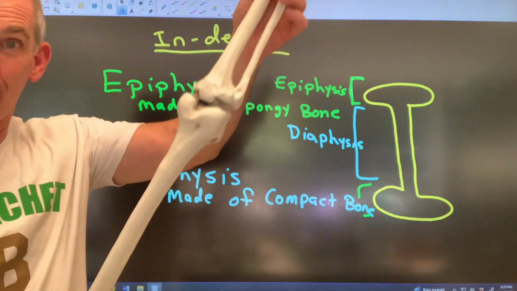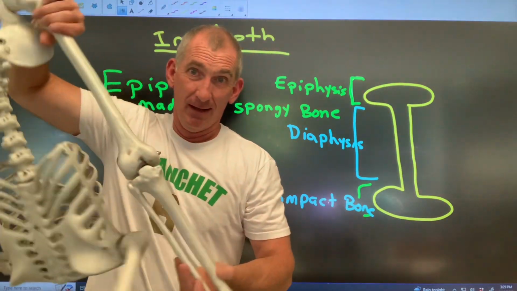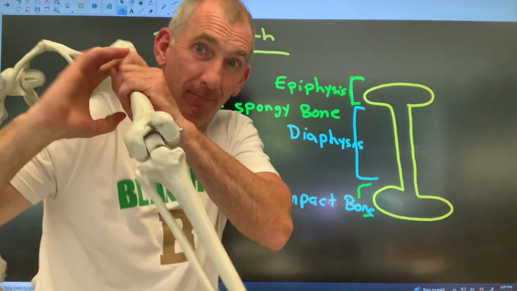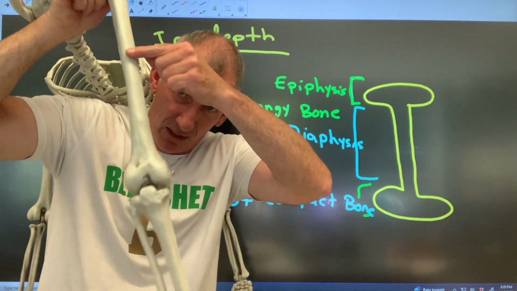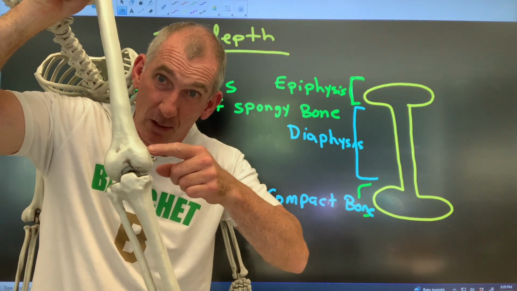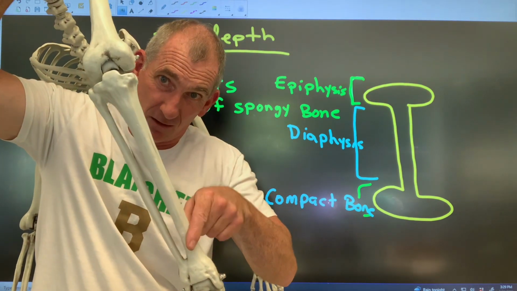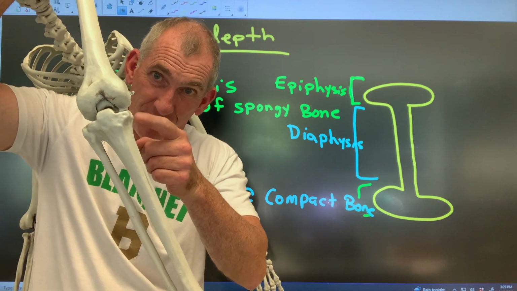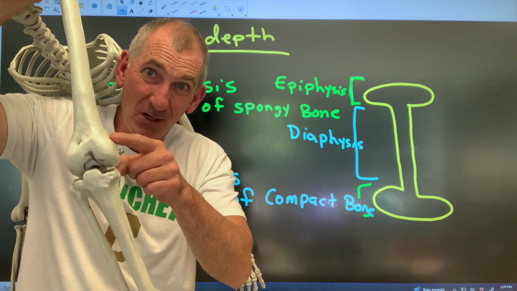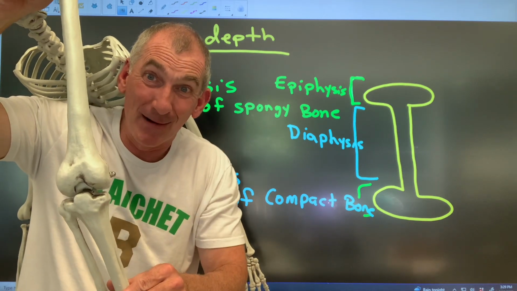Ah, Gabe, I got Bob's leg right here. I got a long bone right here. I'm saying this is the epiphyses. It's made up of spongy bone. This is a long bone right here. This is the epiphyses. It's made up of spongy bone. Gabe, why are the two ends made up of spongy bone?